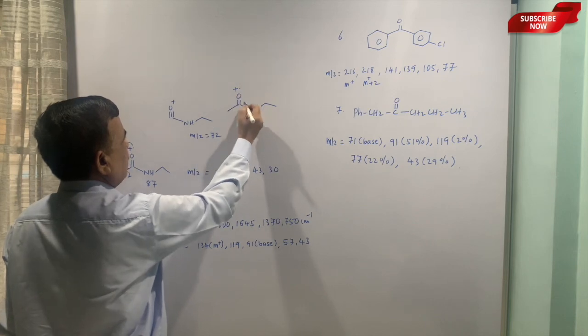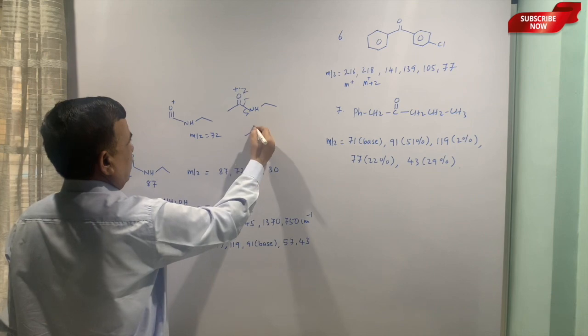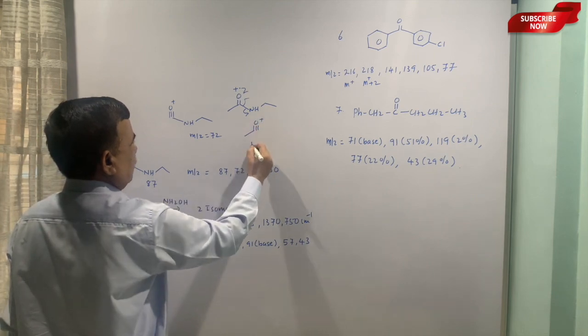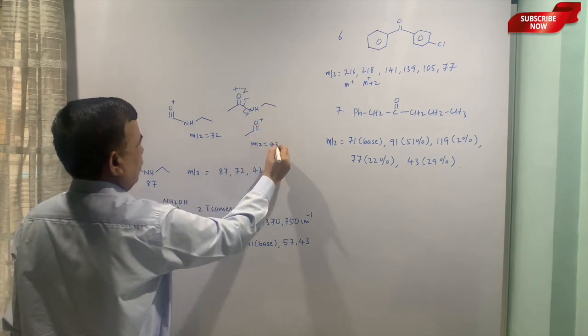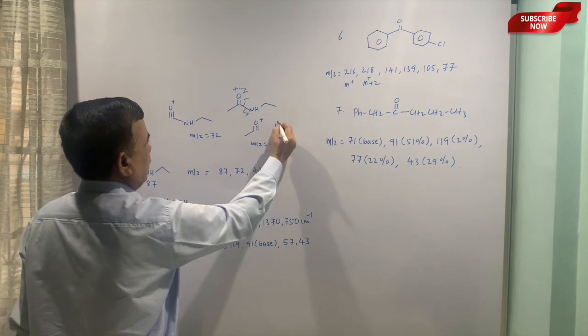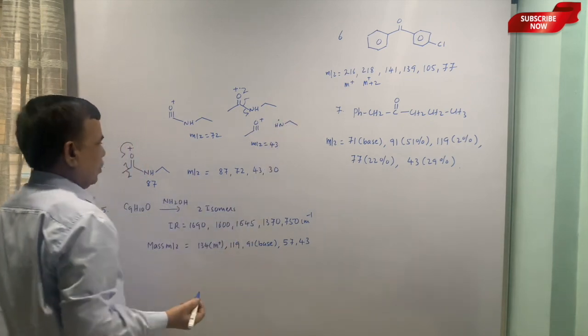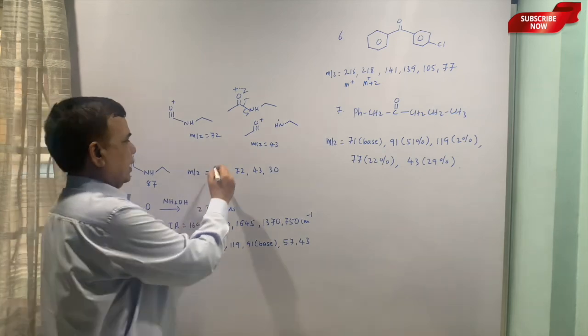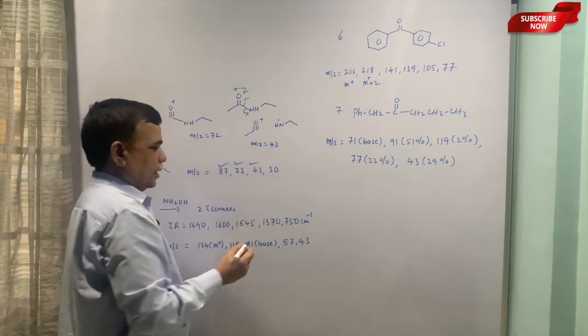So if this alpha bond breaks and you get this peak, this is 43, and of course the other part has to be a radical, which will not be absorbed. So 87, 72, 43 is explained.